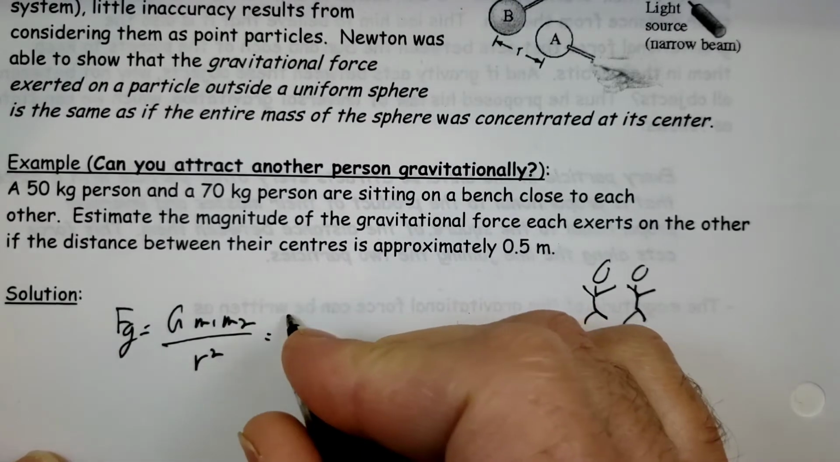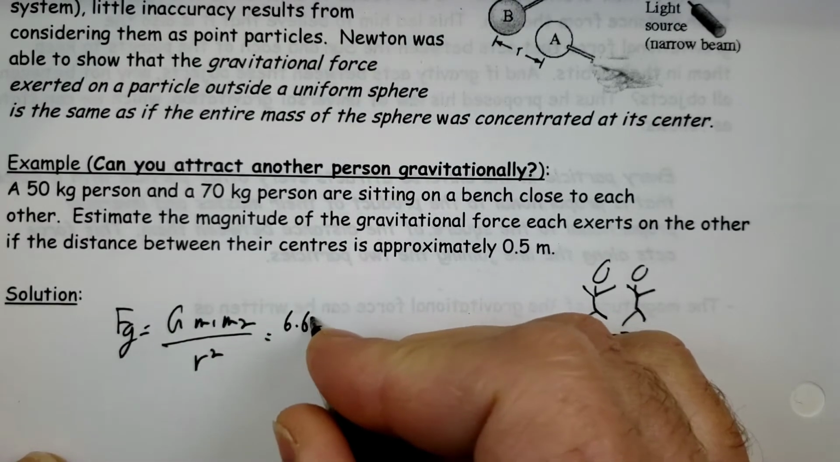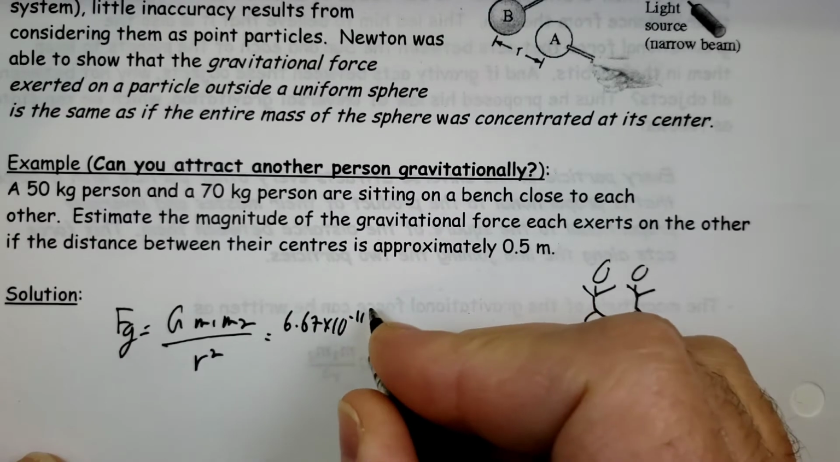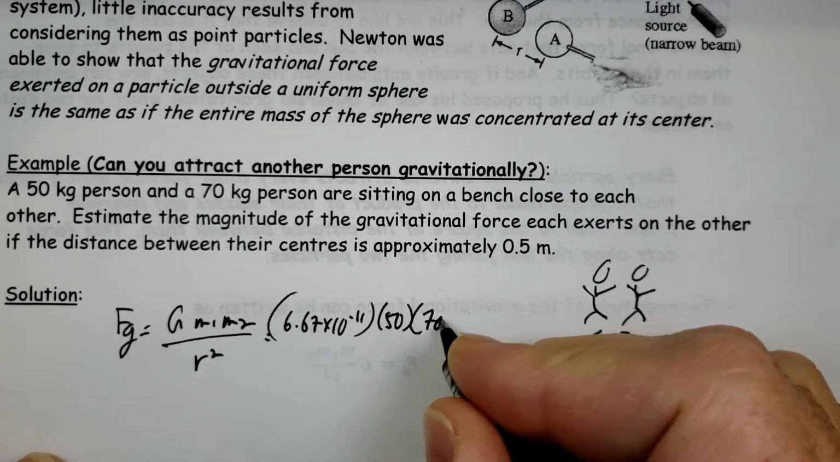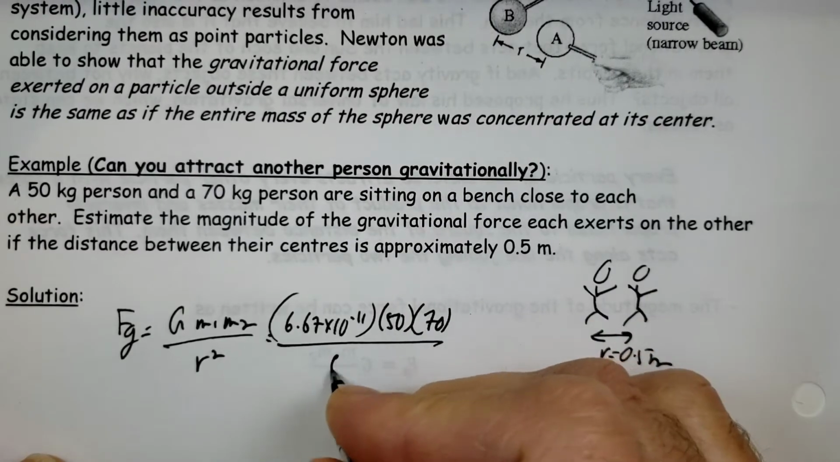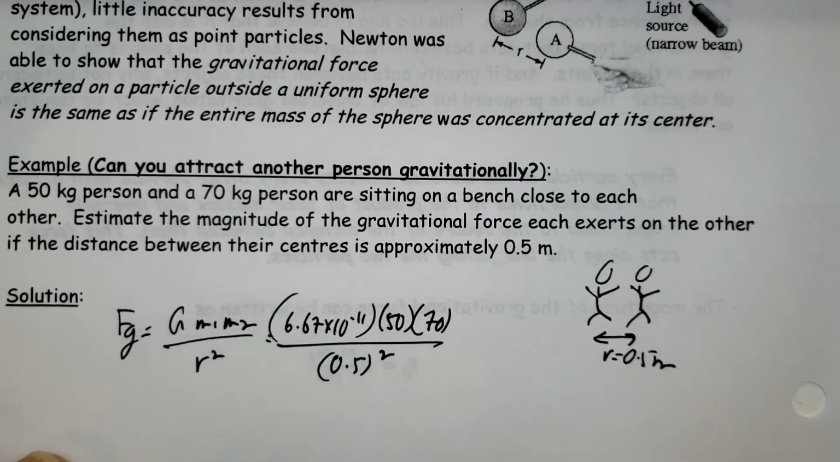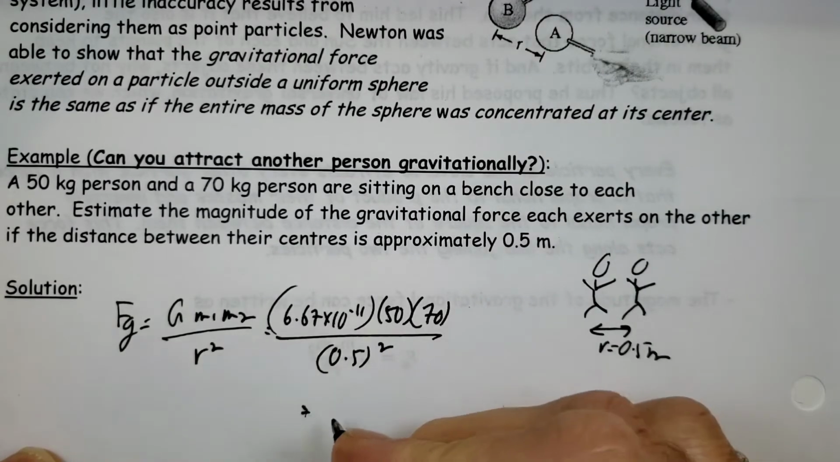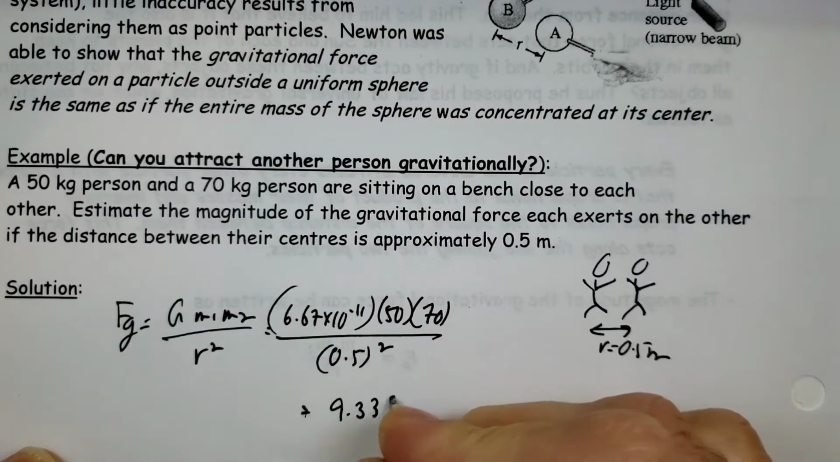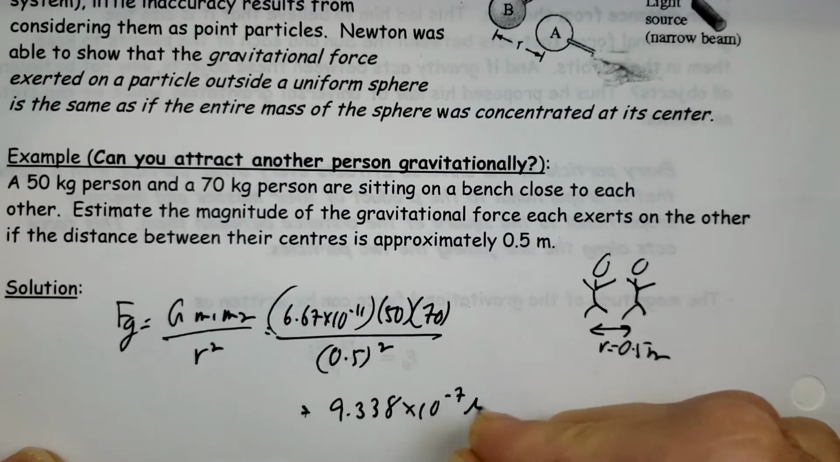So big G, 6.67 times 10 to the minus 11. Mass 1 is 50. Mass 2 is 70. Radius of separation, 0.5 squared. So if we plug that into your calculator, 9.338 times 10 to the minus 7 newtons.